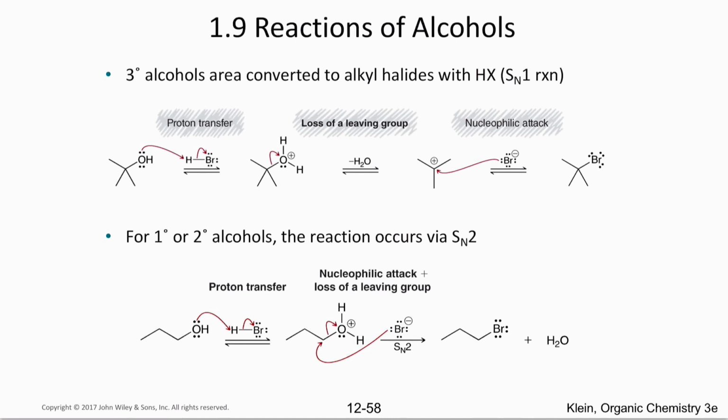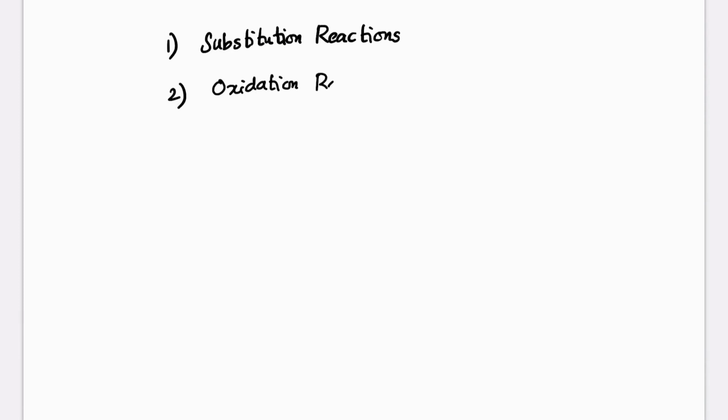So let's continue our lecture on alcohols and phenol. In this lecture, let's discuss the common reactions of alcohols. We can broadly divide the reactions of alcohols into two types. Number one is substitution reactions, and number two is oxidation reactions. So these are the two main classes.